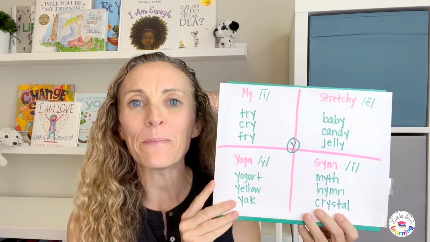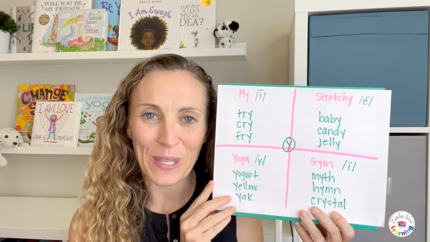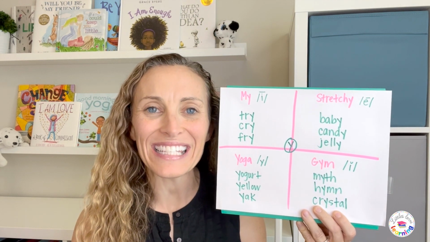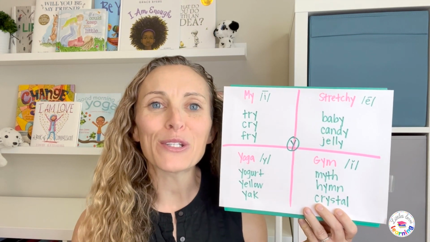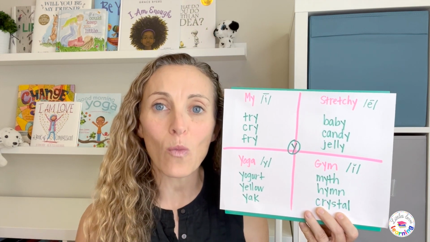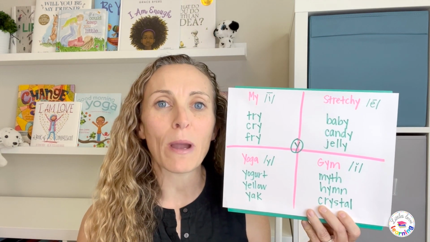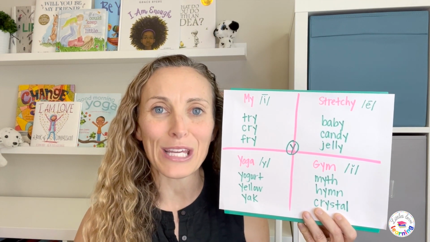Here's the sentence I want you to remember when teaching your child about the letter Y. You ready? My stretchy yoga gym. Can you remember that? Super easy sentence. My stretchy yoga gym. And the reason I want you to remember that sentence is because each of the words in that sentence has a letter Y, and each Y is representing a different sound. All 4 sounds that Y represents in words.